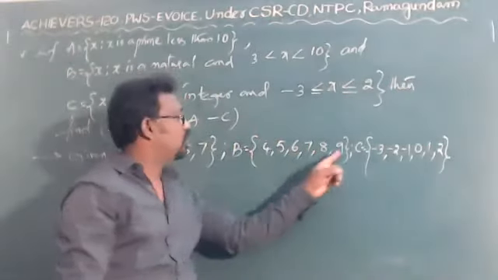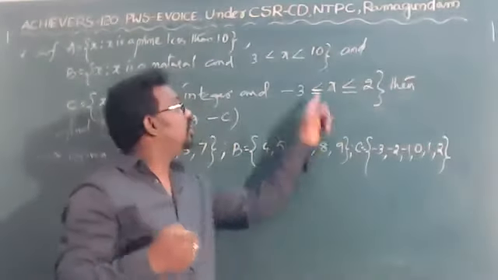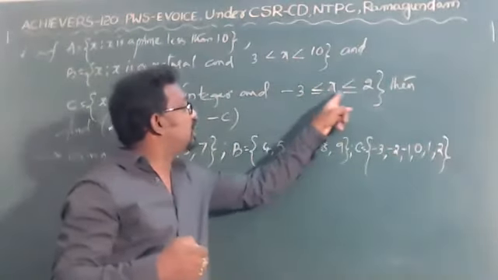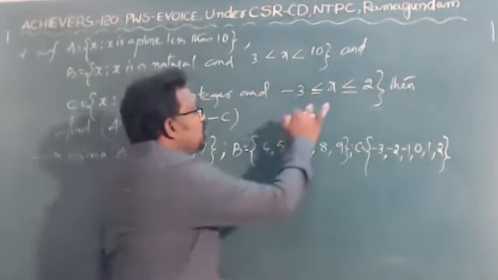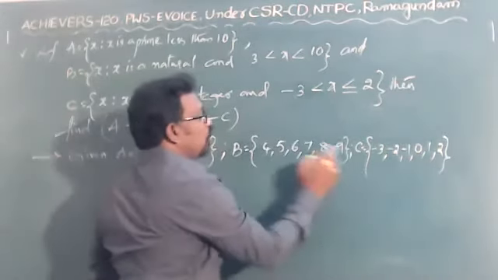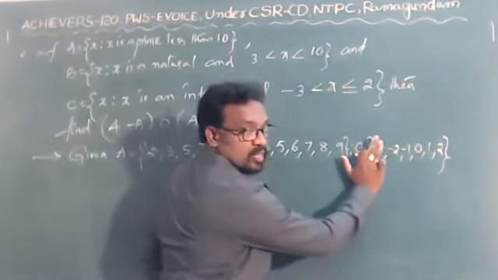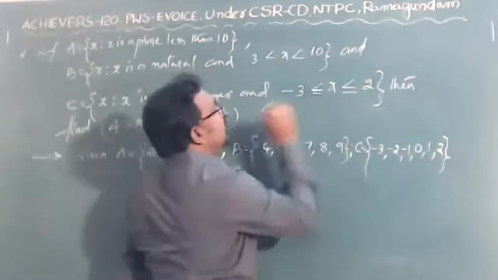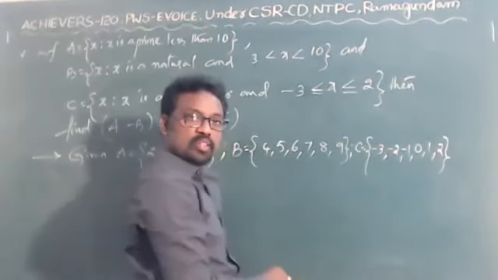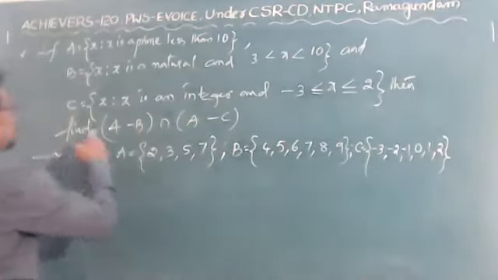So up to less than 10. Here equal to is not there, here it is there. Suppose if you delete this, you won't get minus 3 here. So here it is there, so I have written minus 3. Okay, now we can find what the question is.